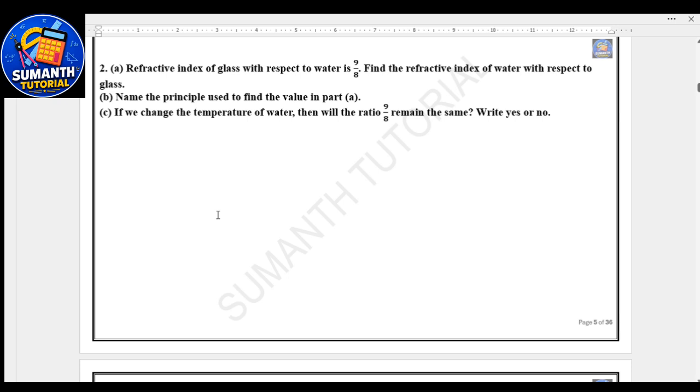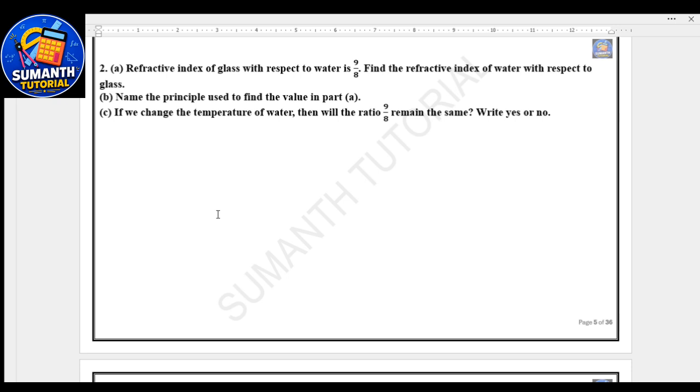The next question is like this. Refractive index of glass with respect to water is 9 by 8. Find the refractive index of water with respect to glass. Name the principle used to find the value in part A. If we change the temperature of water, will the ratio 9 by 8 remain the same? Write yes or no. This is a 3 marks question.